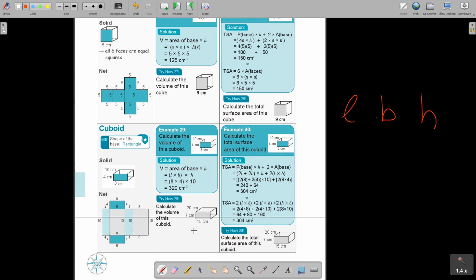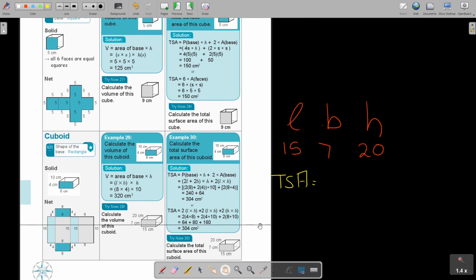And if you look at the 3, I'm just going to say, for example, it is now 15, and it's 7, and it's 20. Now the formula, because there's 2, so the total surface area, and I just want to show you this. It will be 2 length times breadth, plus the other 2 length times breadth, plus the other 2 length times breadth.